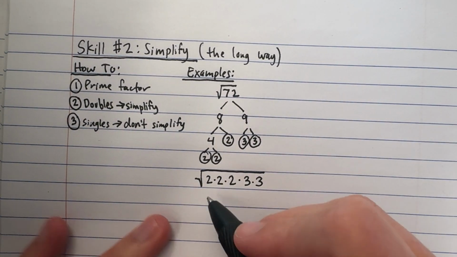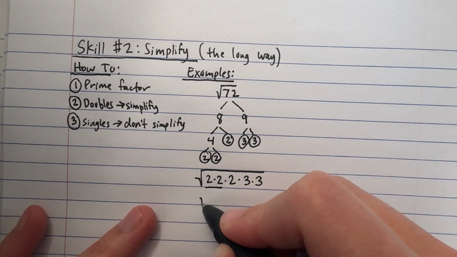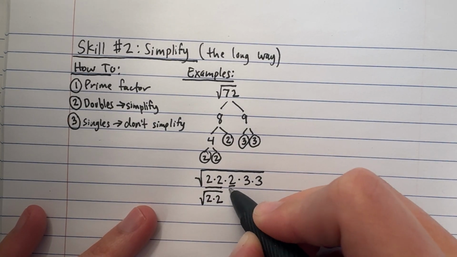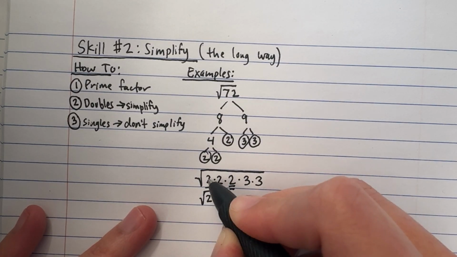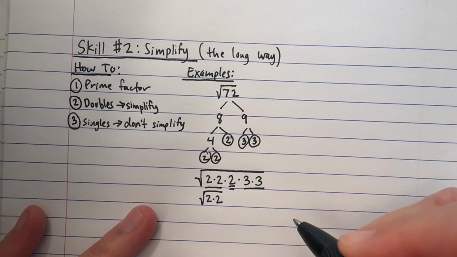So watch what I'm going to do. I'm going to take this double and put it in its own square root sign. Oh, look, this is a single. Why? Because these 2's were already a double, so this 2 is by itself. Look, these 3's, those are a double. There's 2 of them.